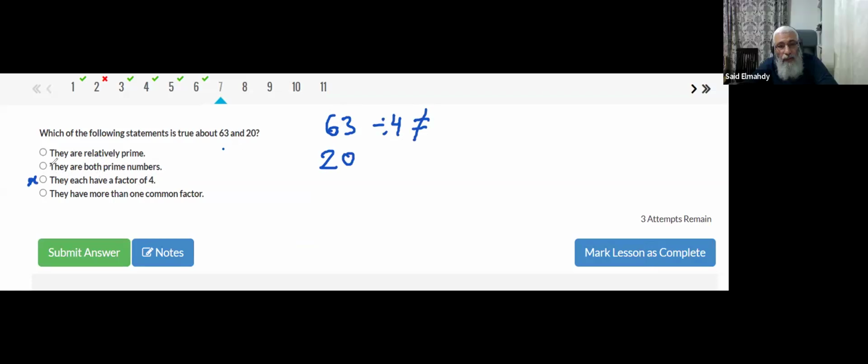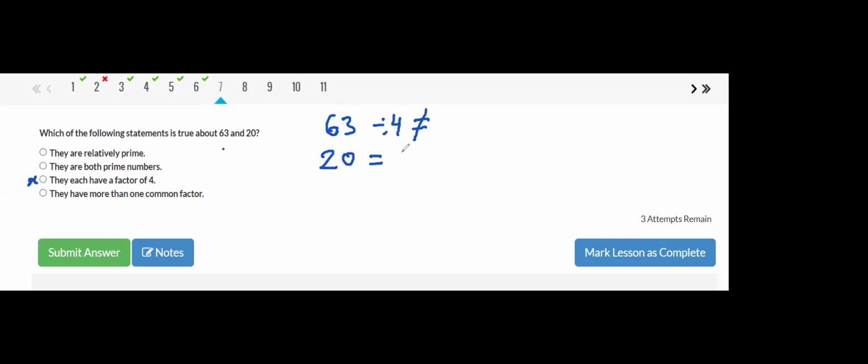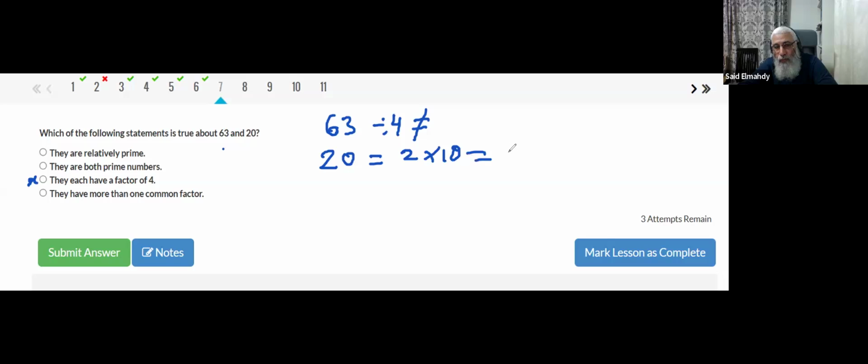And they are both prime numbers. Is 20 prime or composite? Composite, because it is 2 times 10 or 4 times 5. So this is not correct.